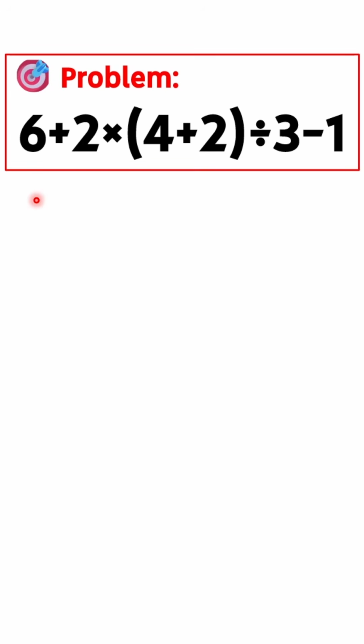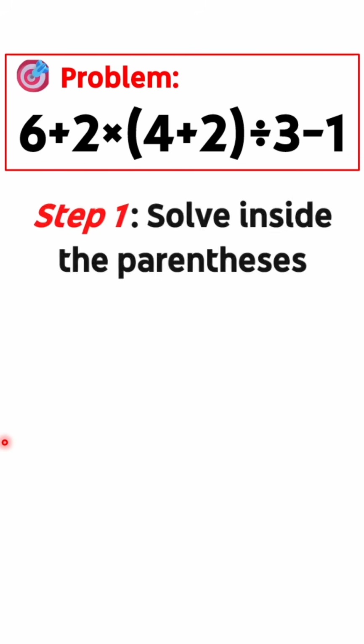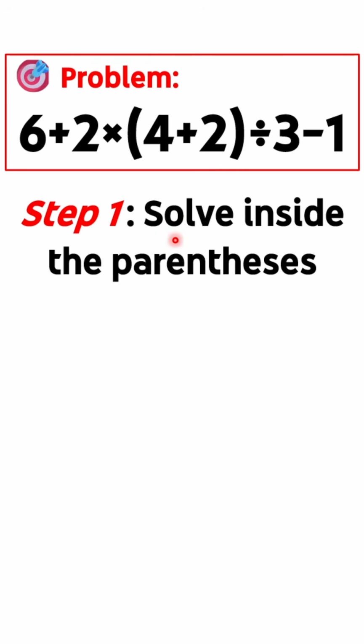Our problem is 6 plus 2 times the quantity of 4 plus 2 divided by 3 minus 1. We have some steps to follow. Step number 1. Solve inside the parentheses.